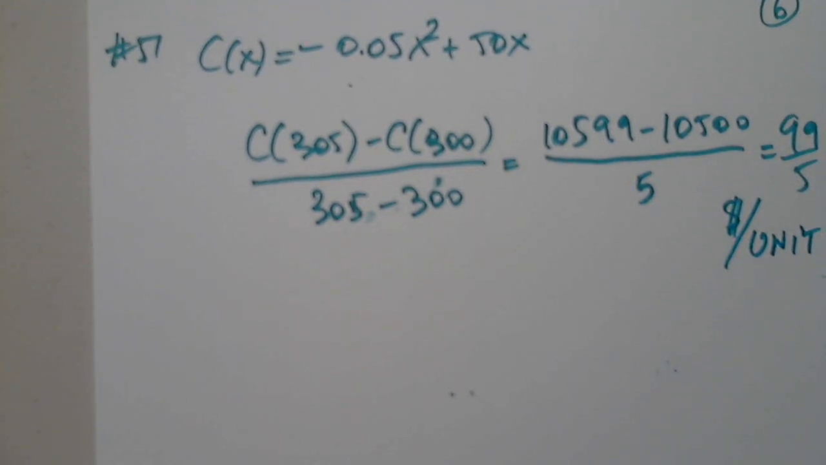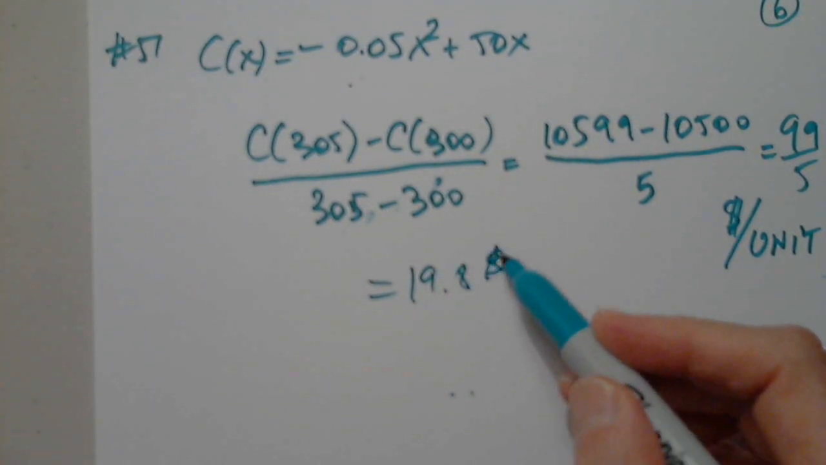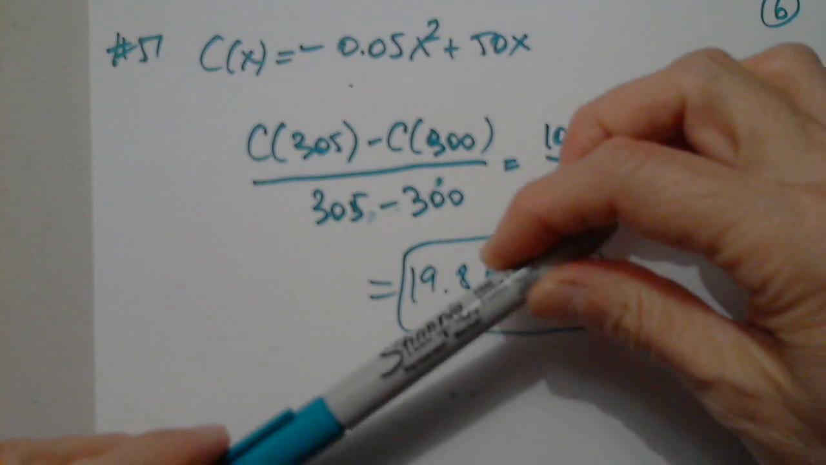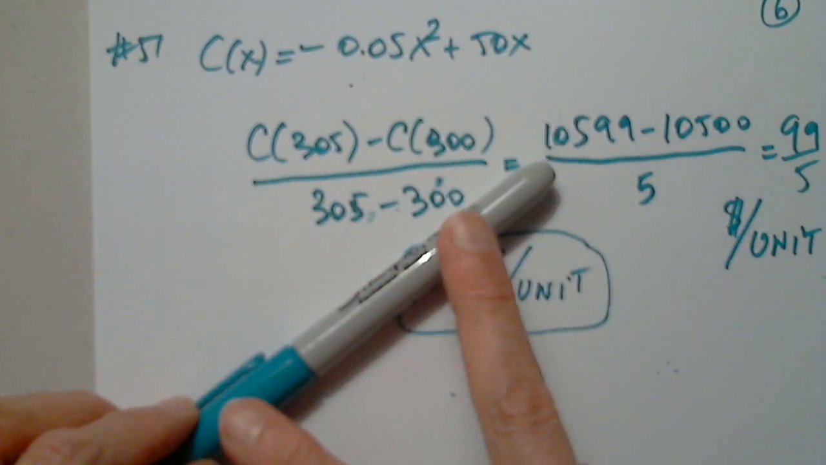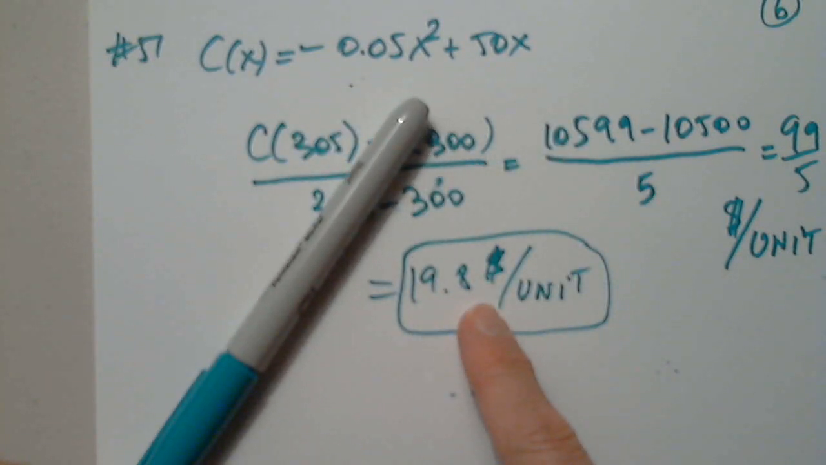99 divided by 5 is 19.8. So, what does it represent? Can anyone tell us what this represents? Dollars per unit. 19.8 dollars per unit. What does it mean? It's the average rate of change between manufacturing 300 and manufacturing 305. The average rate of change of cost per unit is 19.8.